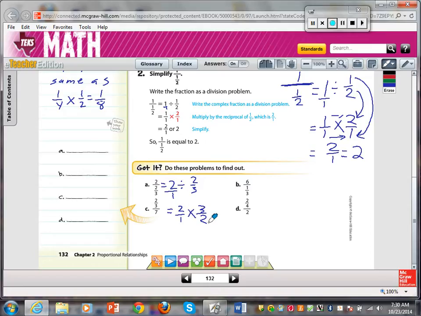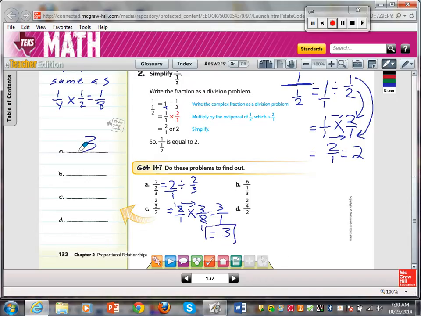And from there, everything becomes very easy. This can cancel, becomes a 1, this becomes a 1. So 1 times 3 is 3, 1 times 1 is 1, and your answer is actually just 3. So that's what you're going to put right here.